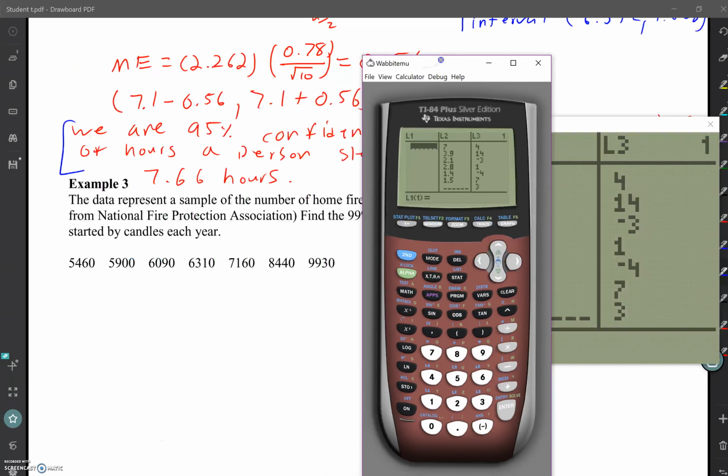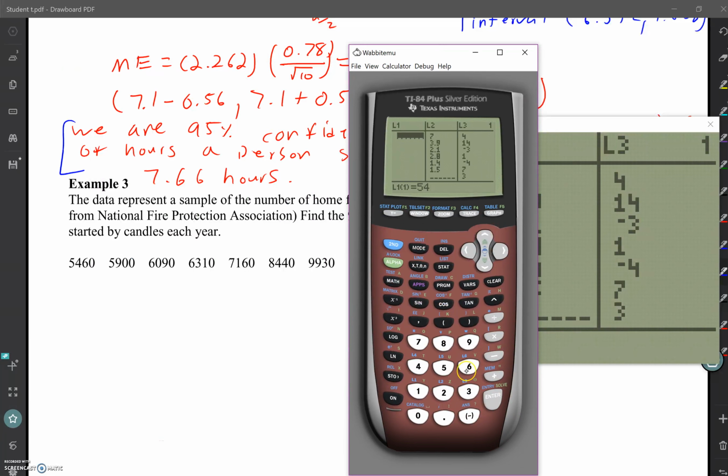Except I covered up my data, so that doesn't help. 5,460. Stats, and then edit. I'm putting in all the data points. And make sure you put them all in correctly, because I definitely put one of them in incorrectly.